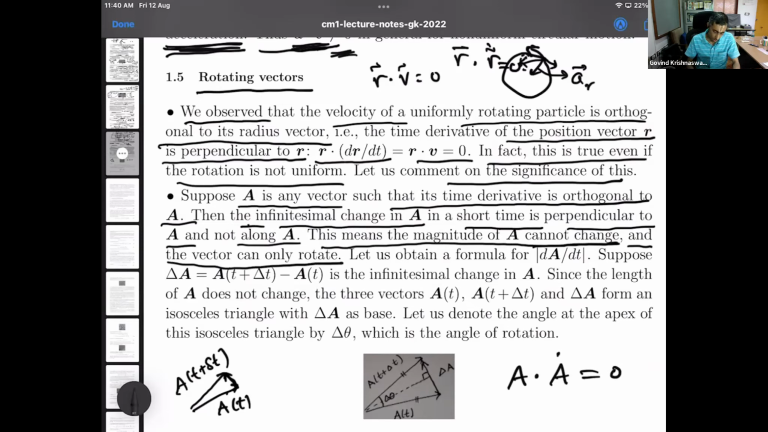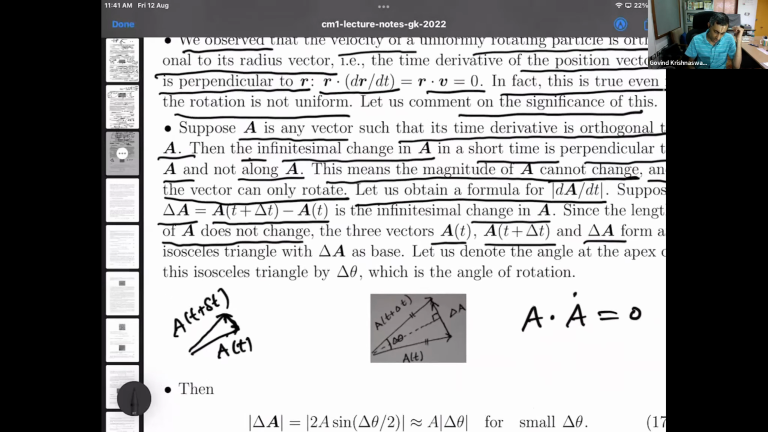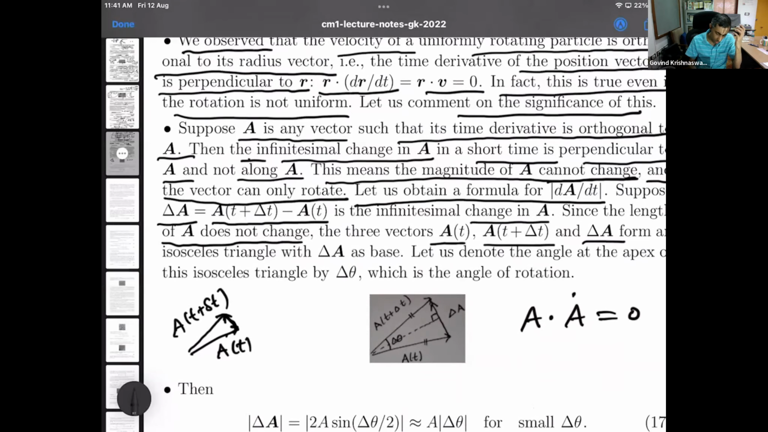All right. So let us obtain a formula for the magnitude of dA/dt in a simple manner. Let us proceed from first principles. This infinitesimal change in A, using a capital delta for a change, is defined as A of t plus delta t minus A of t. Now, since the length of the vector A does not change, we will make a small geometric construction. The three vectors, namely A of t, A of t plus delta t, and delta A, form an isosceles triangle with delta A as the base. So let us see this in this picture.